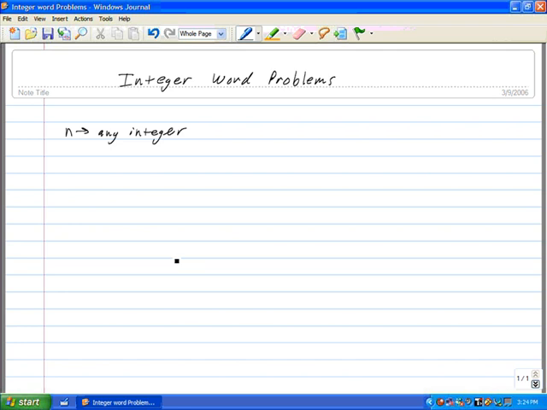I want to take a look at some of the problems you're going to be facing that involve integer type word problems. Now normally your integers are going to be represented by the variable n. Now we can let that n represent any integer that we want. They're going to give you problems where you deal with, for example, consecutive integers.